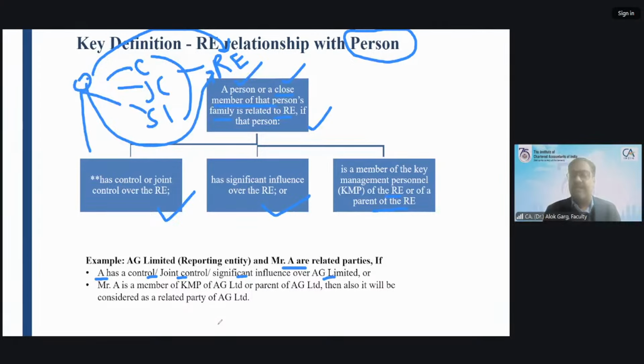this entity. And suppose this person is not a KMP of this reporting entity, but this person is a KMP of the parent of the reporting entity, right?